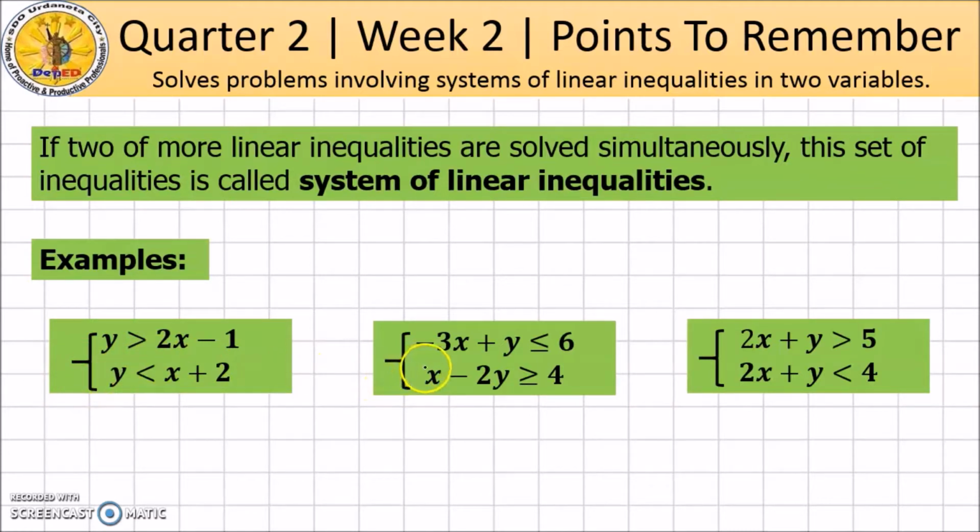For the second example, we have negative 3x plus y is less than or equal to 6, and x minus 2y is greater than or equal to 4. Another example of a system of linear inequalities because we have this symbol. And for the last example, we have 2x plus y is greater than 5 and 2x plus y is less than 4. So these are examples of systems of linear inequalities.